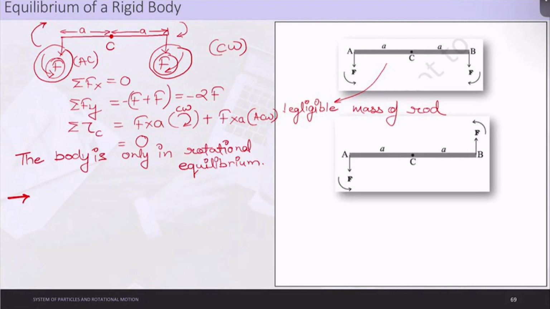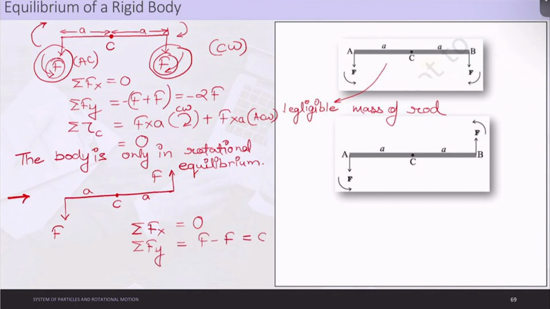So let's look at the second problem here. So again, there is a massless rod with the center at C. The first force is acting at this with a length A, and the second force is acting like this again with a length A. Okay, so here let's do again. So what is summation Fx? Summation Fx is 0. What is summation Fy? Summation Fy is equal to plus F minus F, which is equal to 0.